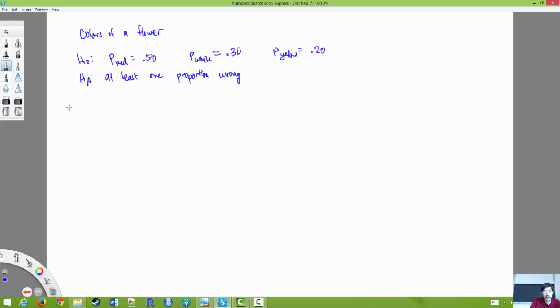So let's say your data goes through and you count how many red flowers you have, how many white flowers you have, and how many yellow flowers you have. Let's say you get 70 red flowers, 40 white flowers and 40 yellow flowers. So we have a total of 150 flowers. And we want to know, is this evidence that these proportions are wrong?